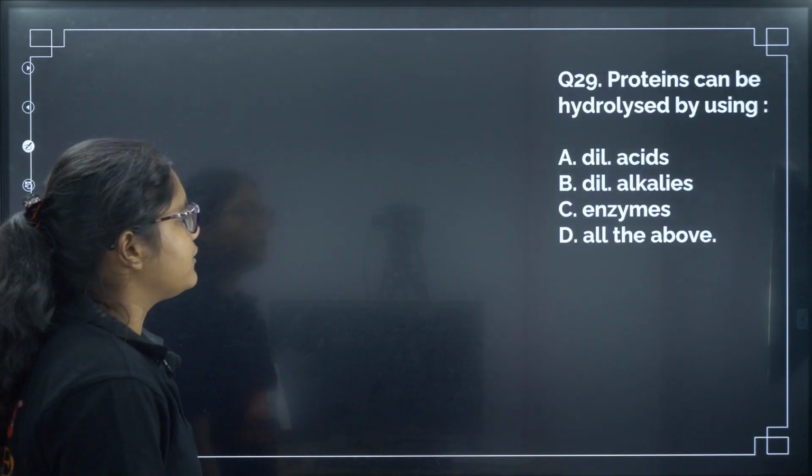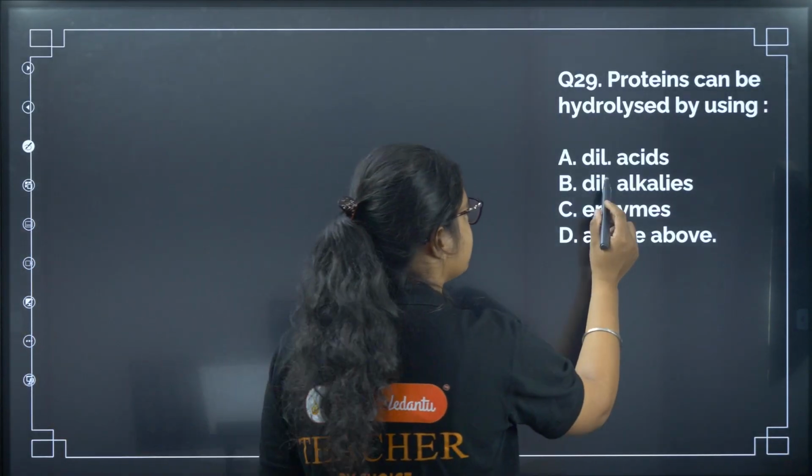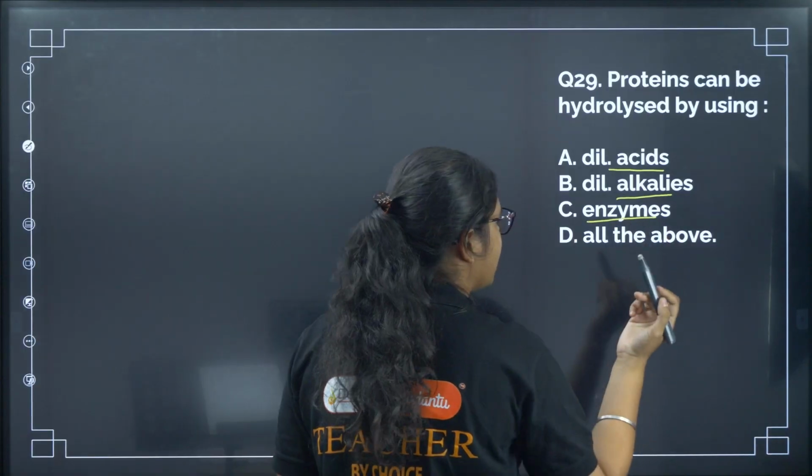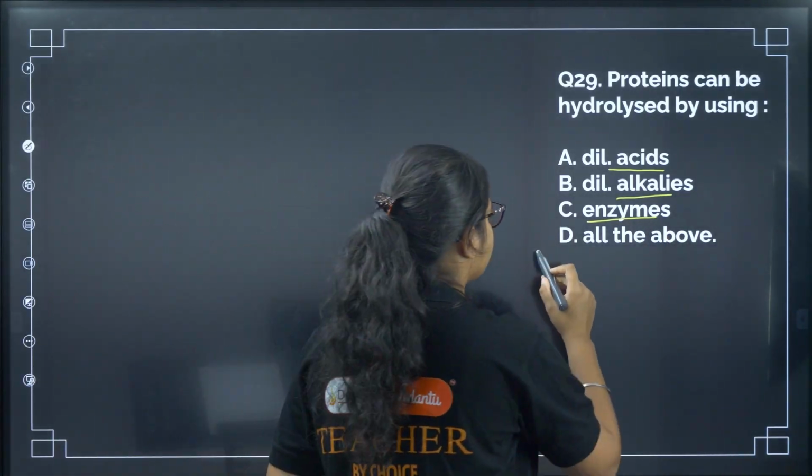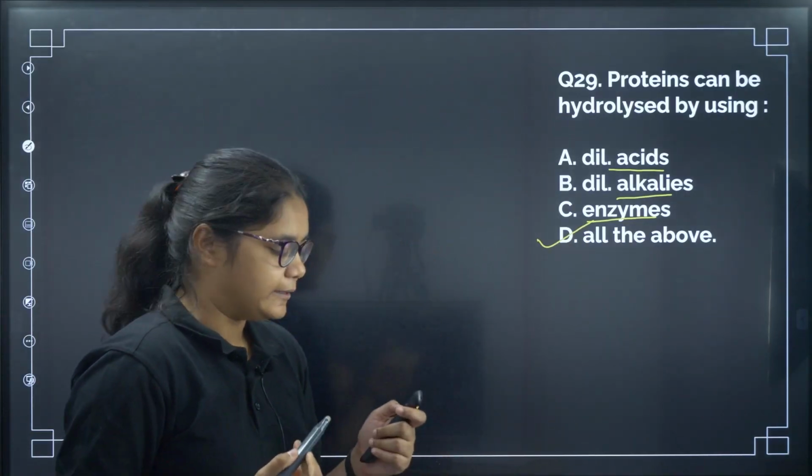Then, proteins can be hydrolyzed by using. So we can use acids, we can use alkalis, we can use enzymes. Anything can be used to hydrolyze the proteins or break the molecule. So the correct answer is option number D.